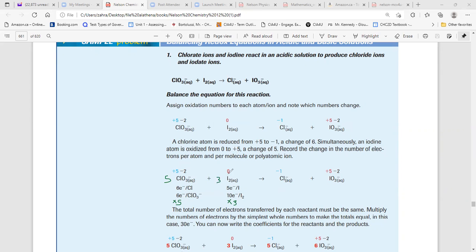Now Cl, you have 5 Cl here. I just put 5 Cl here. I, you have 6 I here. Therefore, you just put 6 there to make the I6. Now, see how many oxygen there? 6 multiplied by 3, 18. 5 multiplied by 3 is 15.